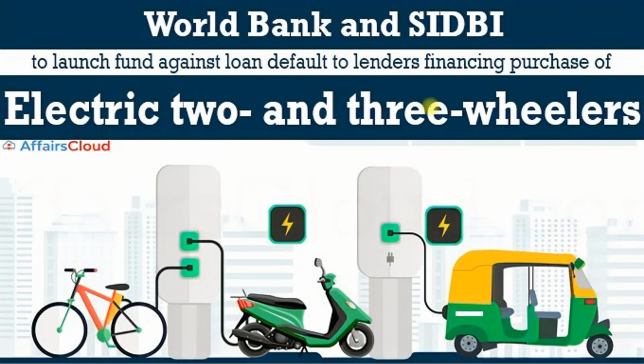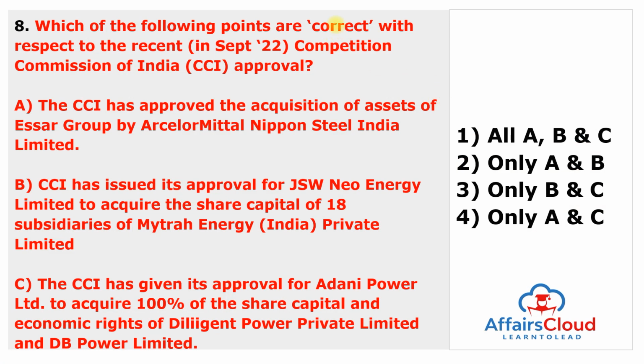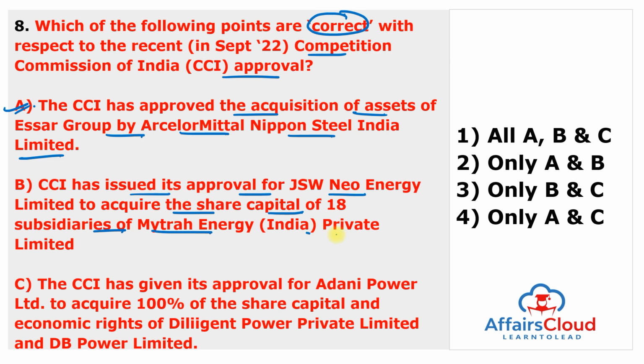So, move into next question. Which of the following points are correct with respect to the recent Competition Commission of India approval? So, let us read the statement, then find out the correct statement. So, first is the Competition Commission of India has approved the acquisition of the assets of the Ashar Group by the ArcelorMittal Nippon Steel India Limited. This statement is true. Next is Competition Commission of India has issued its approval for JSW Neo Energy Limited to acquire the share capital of 18 subsidiary of Maitra Energy Private Limited. This statement is also true.